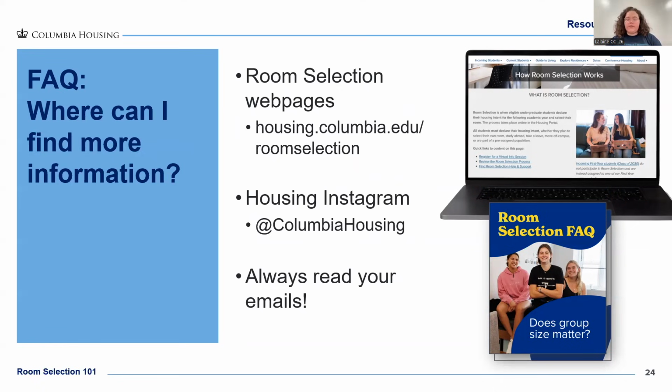Another question is where to find more information about this process overall. There are 3 important resources that I recommend keeping in the back of your mind. Start with the housing website. The room selection web pages contain a ton of helpful information that explain the process. You should also follow Housing on Instagram. They post frequently asked questions and other graphics to break down the complex questions that come out around room selection time. Lastly, always read your emails. Housing communicates primarily through email, so make sure you're always opening their messages.